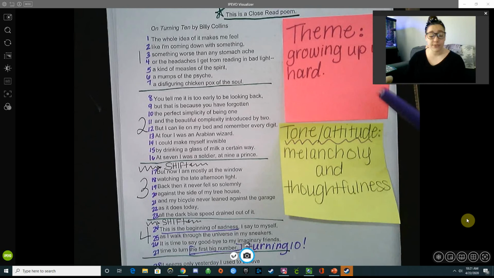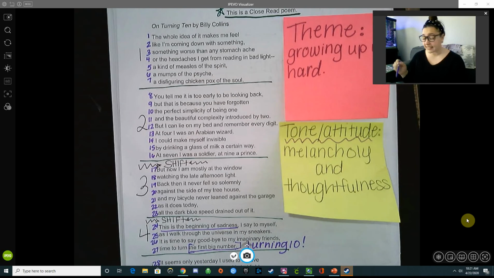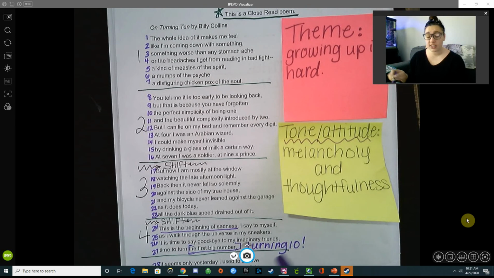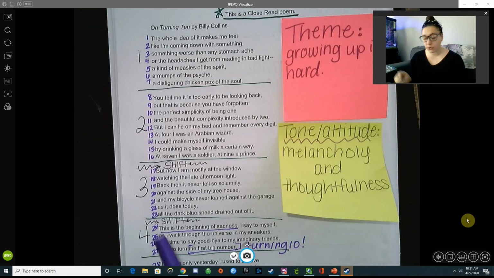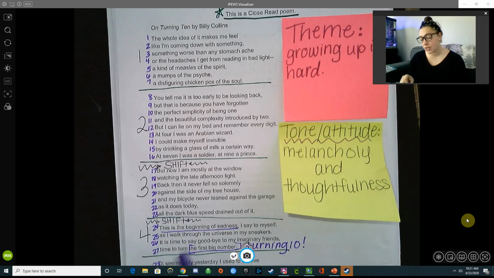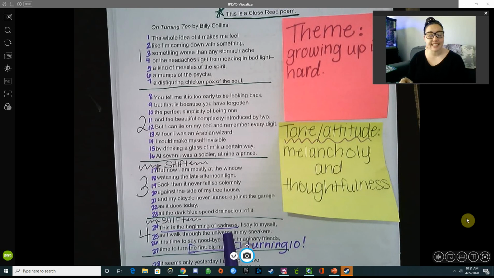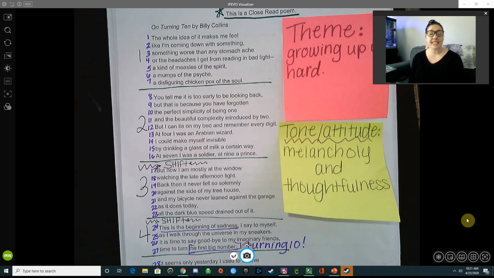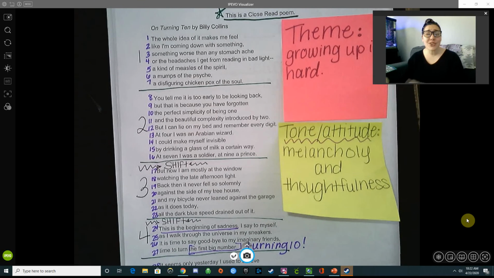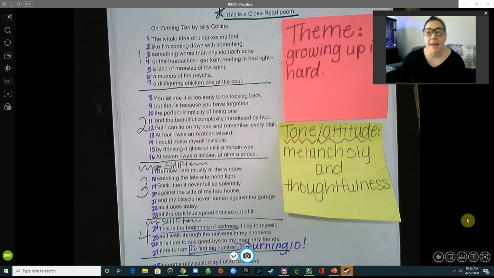And if we think about the theme of the poem again, stanza number 4 is helping us to identify and lead us to the theme of the poem. So if you read this one more time, "This is the beginning of sadness, I say to myself, as I walk through the universe in my sneakers. It is time to say goodbye to my imaginary friends. Time to turn the first big number." Growing up's hard. That's our theme. That's what we identified as the message of the story.